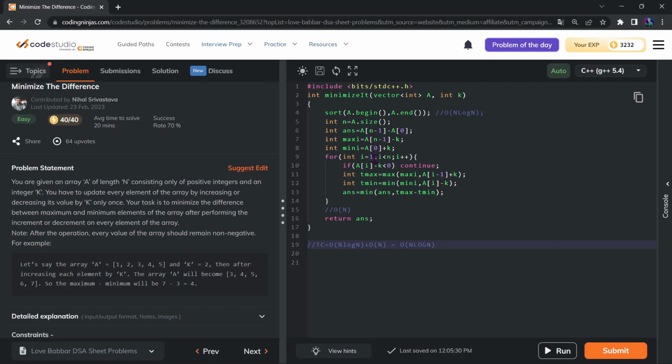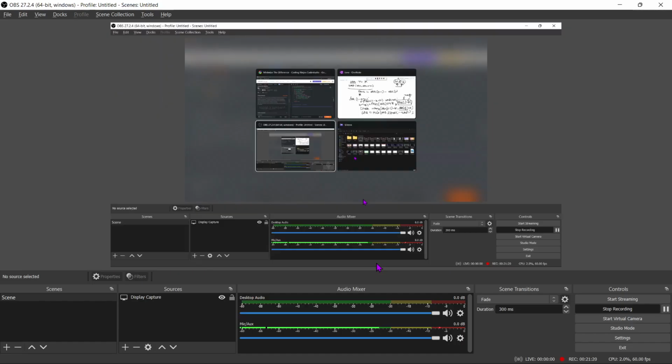Now if we talk about space complexity, we are not using extra space other than storing these three variables, and since we are storing only three variables, our space complexity will be O of 3, which can be said as O of 1. Okay, so this was the solution for this question, and that's it for today.